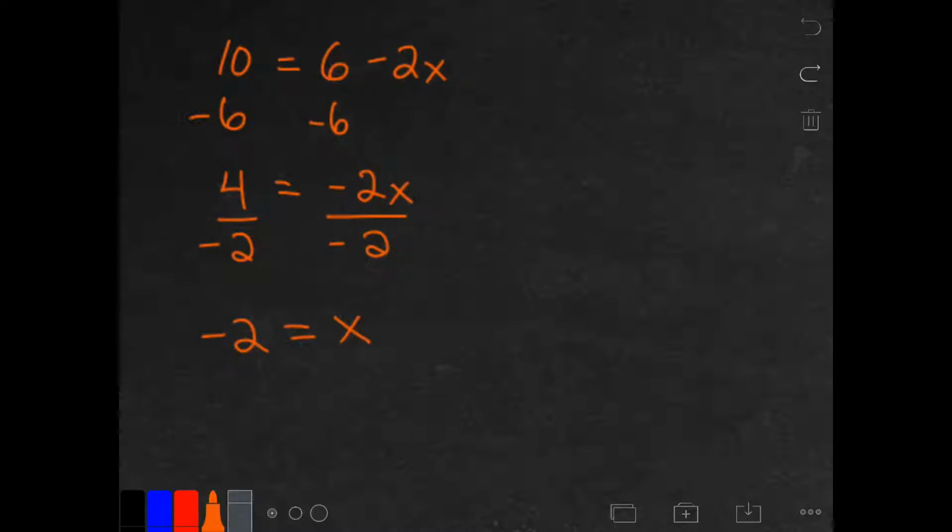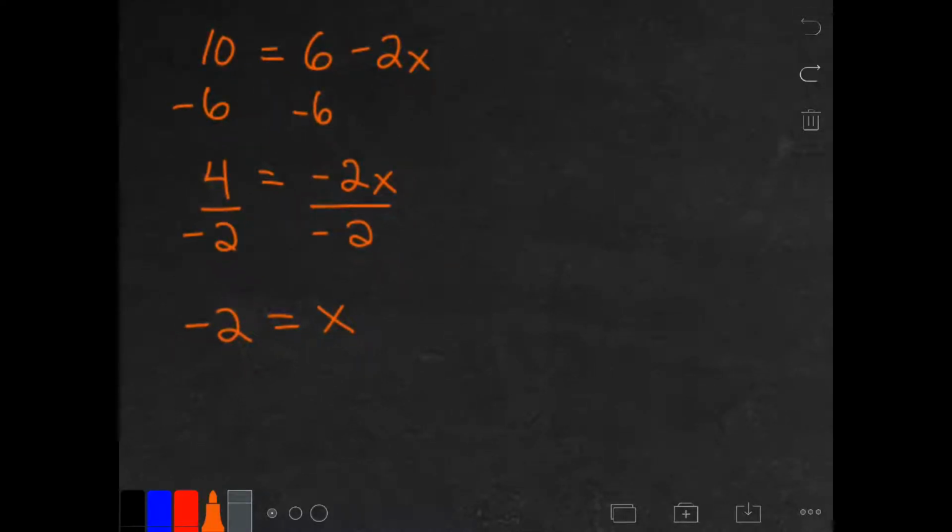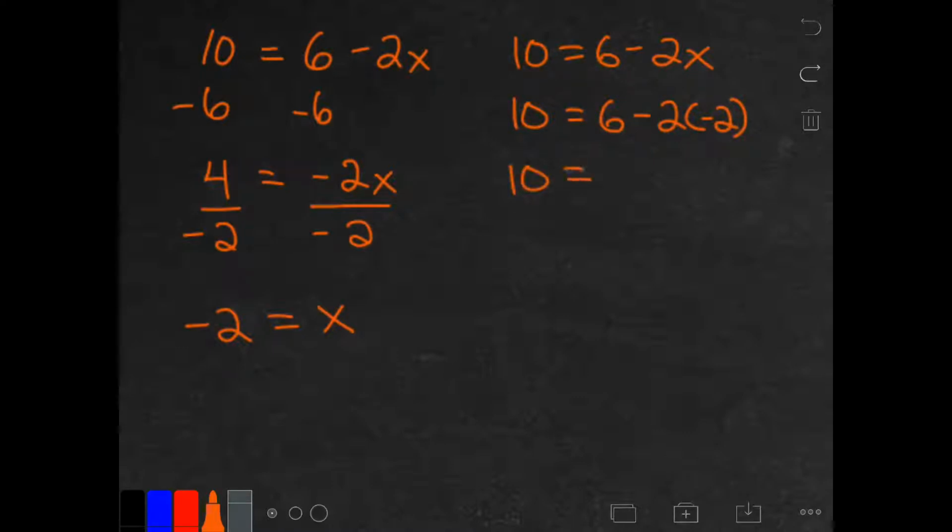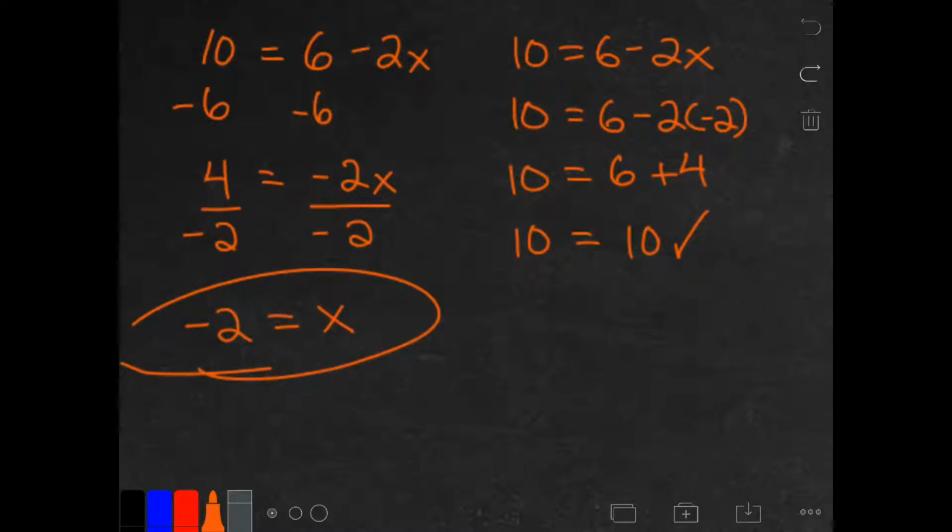And if I'm not sure, I can always do a check. And since this is our first problem of the video, we will do a check. So my original equation is 10 equals 6 minus 2x. Well, I'm going to substitute a negative 2 in for x. Now the first thing I'll do here is multiply negative 2 times negative 2. Two negatives gives me a positive, in this case 4. And 6 plus 4 equals 10. Does 10 equal 10? Yes, it does. So this is my solution. I can go ahead and circle that up.